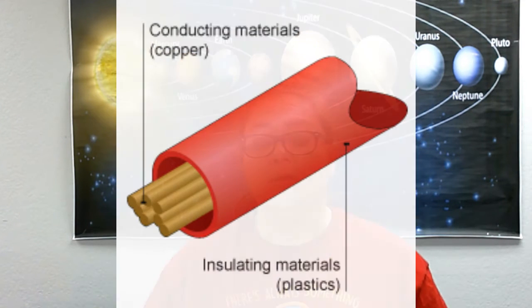Electricity always seeks the path of least resistance. That is why all the current passes only through the metal wire. It does not pass through the rubber or plastic coating. The plastic coating on the wire is there for your safety.